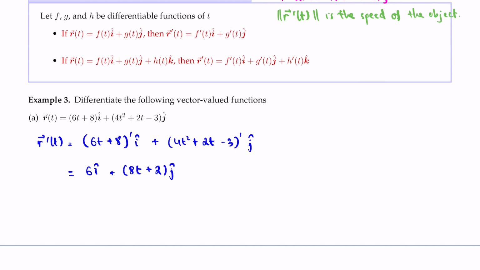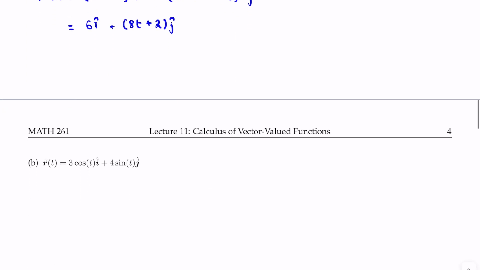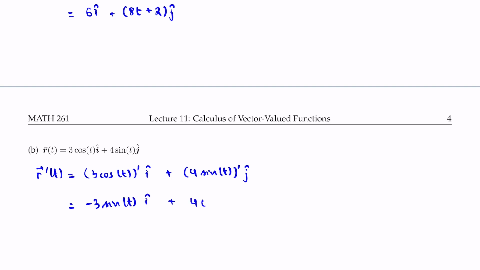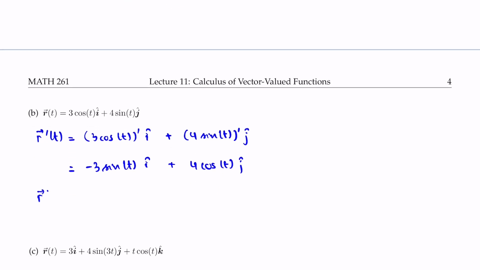So when you obtain r prime, it means that is the tangent vector, or in the concept of a moving object, r prime is the velocity vector of the object. Now for part B, you take the derivative of the following function. So r prime is equal to (3 times cosine of t)' i plus (4 times sine of t)' j. So you get negative 3 times sine of t i plus 4 times cosine of t j, and that is the answer. Or if you want to write this in component form, you get negative 3 times sine of t, 4 times cosine of t.